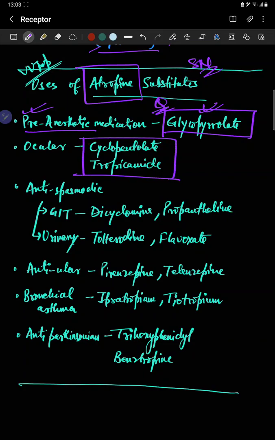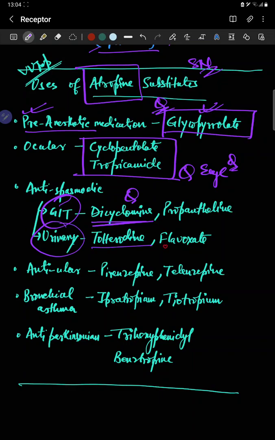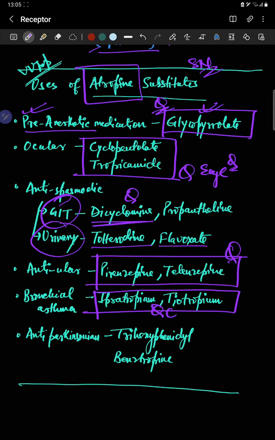Cyclopentolate and tropicamide are also used in eye surgeries, in the eye, right? Now in the GIT, if there is abdominal pain, dicyclomine is used. Also as a urinary antispasmodic, if there is lower abdominal pain, tolterodine or flavoxate is used. As an anti-ulcer, pirenzepine and telenzepine we have already discussed. Also very important, ipratropium and tiotropium bromide are used in bronchial asthma.